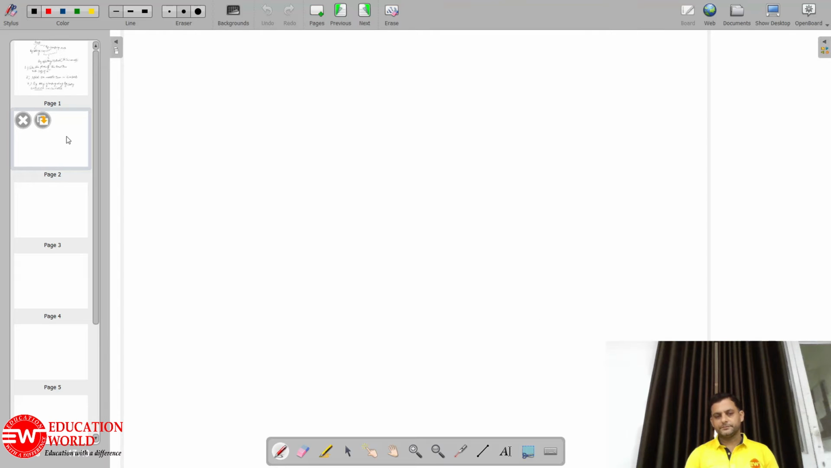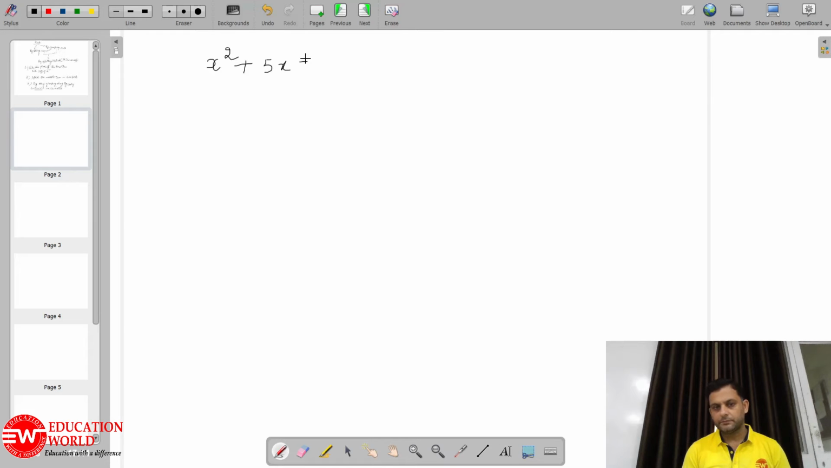So let us start. I will do one question with four different methods so that more clarity will be there. Consider this is given: x square plus 5x plus 6. In this trinomial all the terms are of positive sign, so no problem for you. Three terms are there, 1, 2 and 3, that is why it is called trinomial.